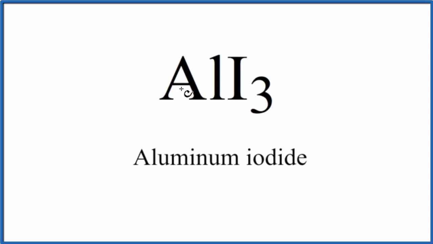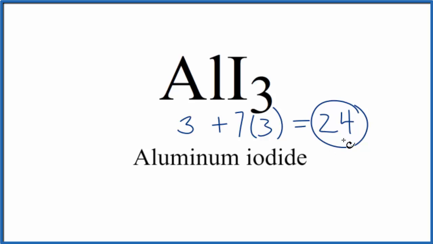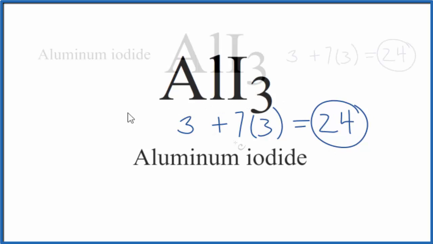To write the Lewis structure for AlI3, aluminum iodide, the first thing we need to do is count the valence electrons up. Aluminum on the periodic table is in group 13, sometimes called 3A, so it'll have 3 valence electrons. And then iodine, that's in group 17, sometimes called 7A. It has 7 valence electrons, but we have 3 iodine atoms. So we have 3 plus 21, 24 total valence electrons for the AlI3 Lewis structure.